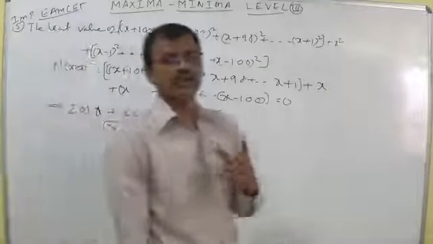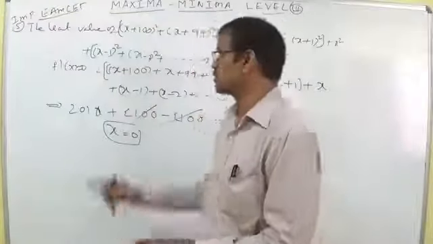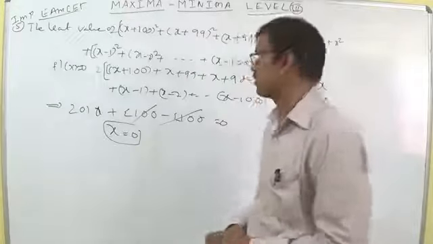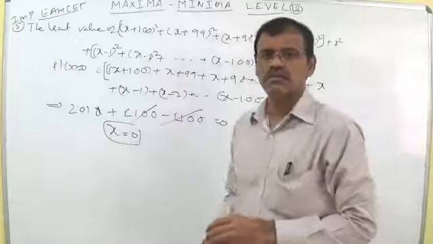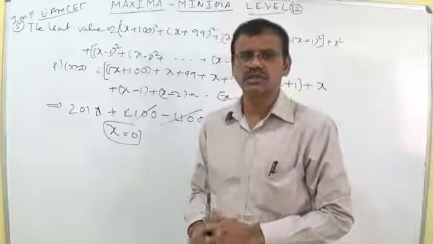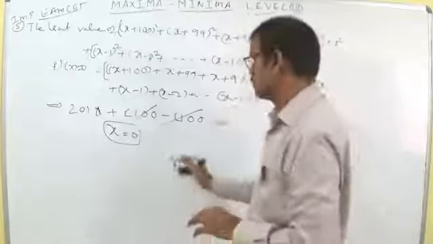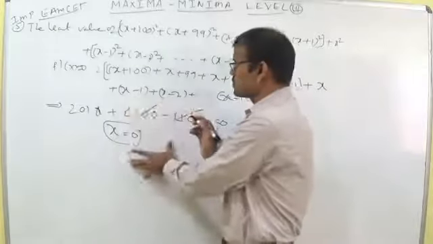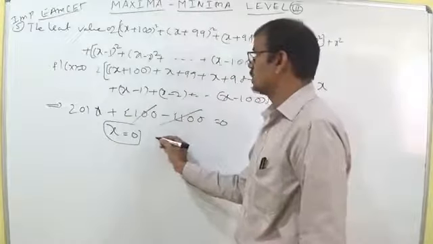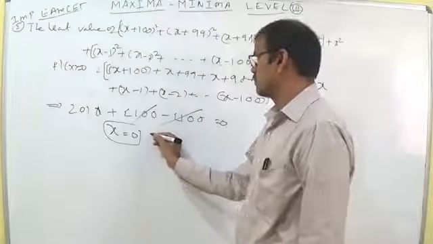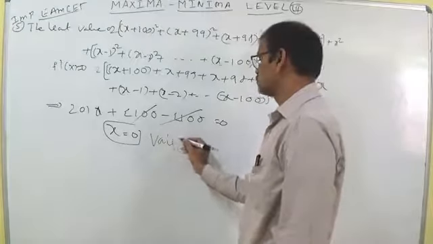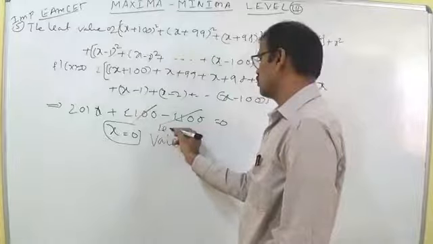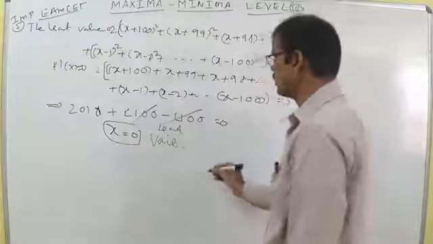Without calculating this, you can directly put, using the shortcut, x is equal to 0, because every square is greater than or equal to 0. The minimum value of a square is always 0. You can put directly x is equal to 0. So this is the procedure, and that is the shortcut. Now let us discuss the least value. If we put x is equal to 0, then only it becomes least.